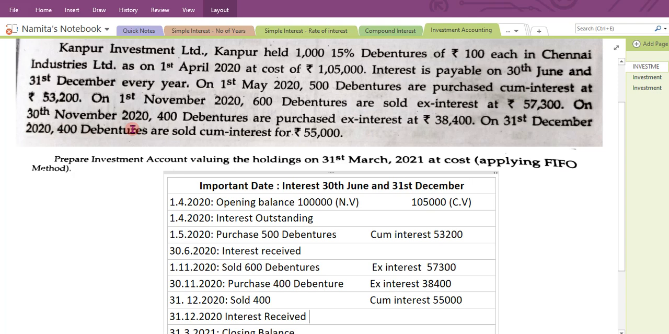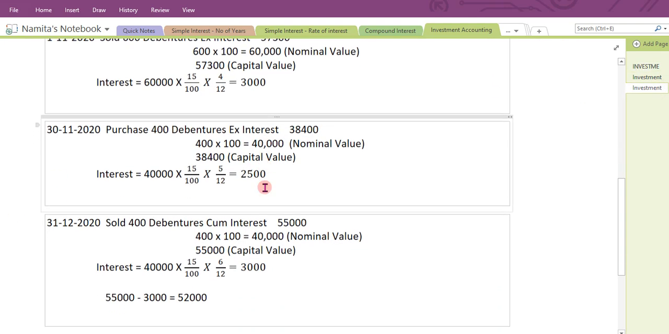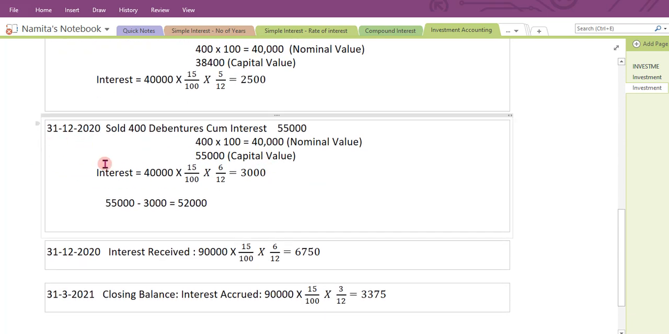Right. Next, after 30 November, on 31st December 2020, 400 debentures are sold cum-interest for rupees 55,000. So check the working note. On 31st December we are going to get the interest also, but before that we will do the sell entry. So sold 400 debentures, cum-interest, rupees 55,000. The nominal value of 400 debentures is 400 multiplied by 100, 40,000, and the capital value is 55,000. Now calculate the interest. Interest will be calculated on nominal value.